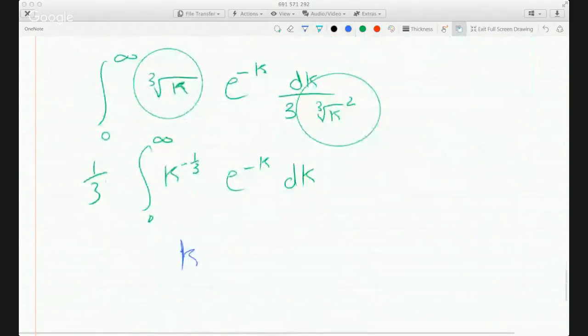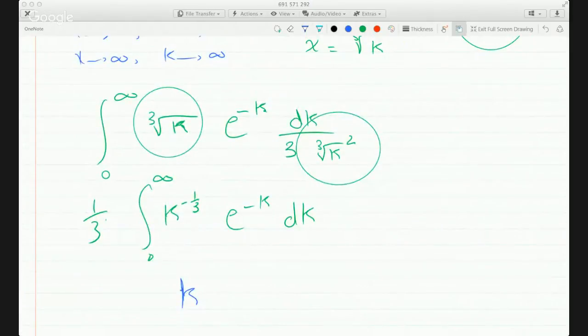Wouldn't it be k to the plus 1/3? Isn't it just the cube root of k, not 1 over the cube root of k? No, because it's in the denominator, because it's dk over that. Look, you have cube root k over cube root k squared. So it's in the denominator.